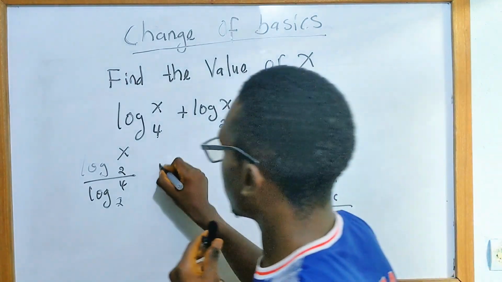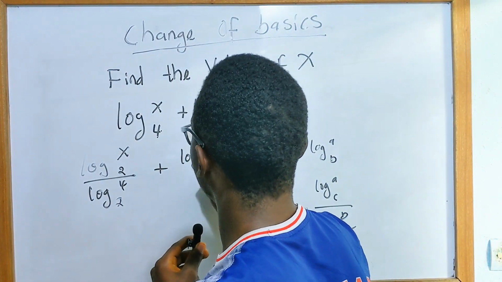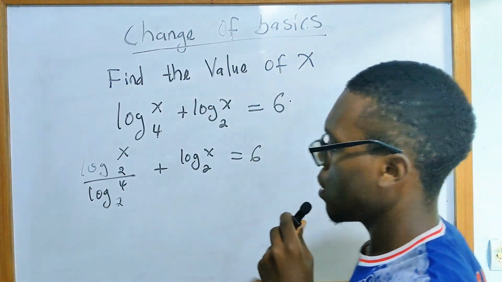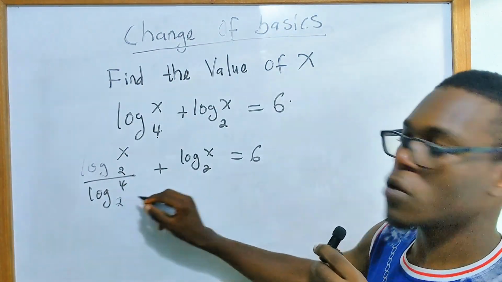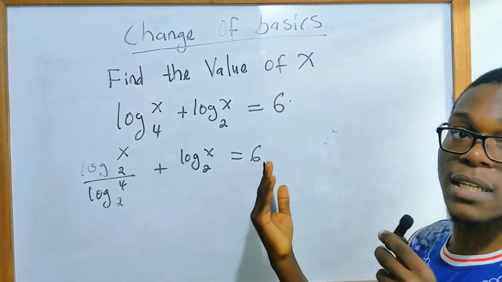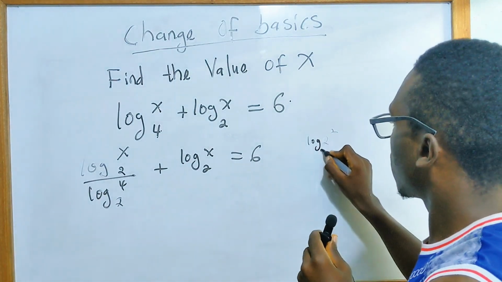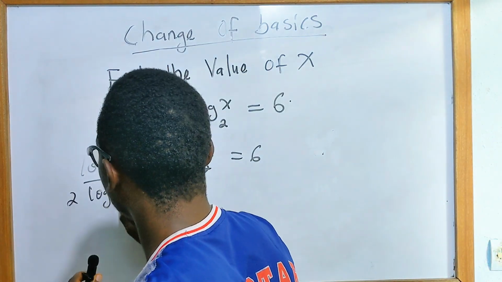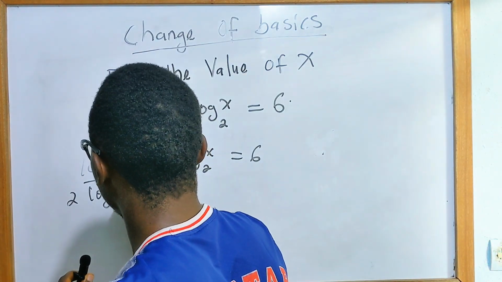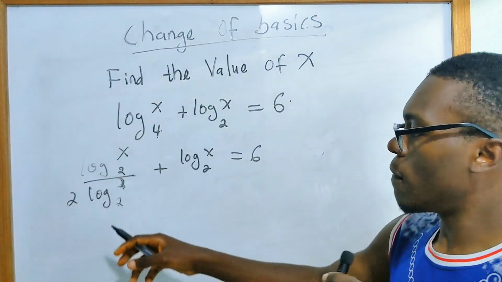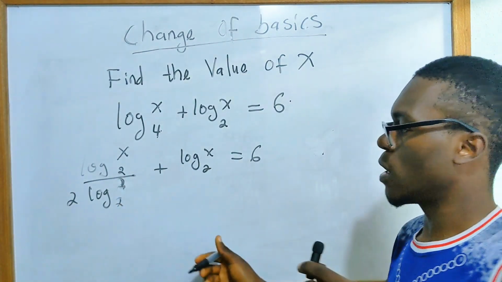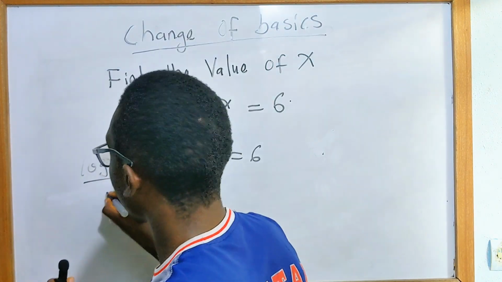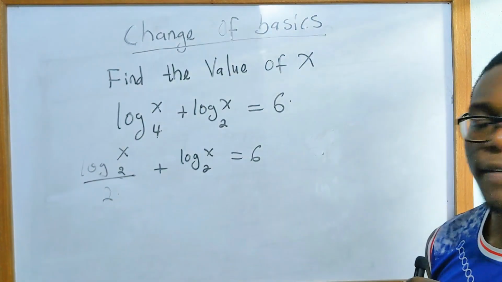Proceeding with this other one, you are going to have log of x base 2 equals 6. That's already nice. Log of 4 base 2 is 2 squared, and we know already that for log of a to the power, we take this 2 outside to have 2 log 2. And log of 10 base 10 equals 1. Hence we are going to have 1 at this denominator point. Okay, that is what we have at this point.